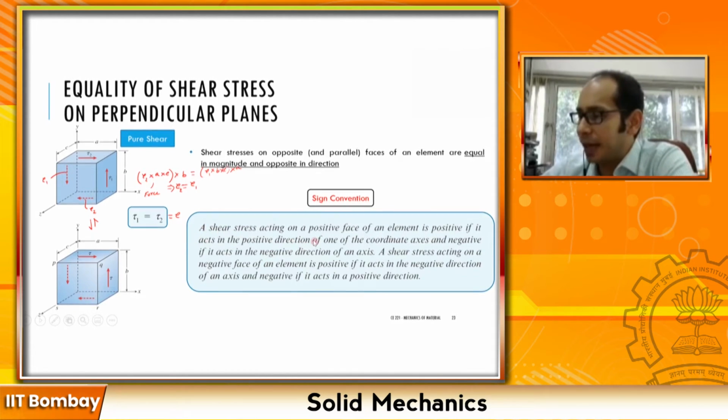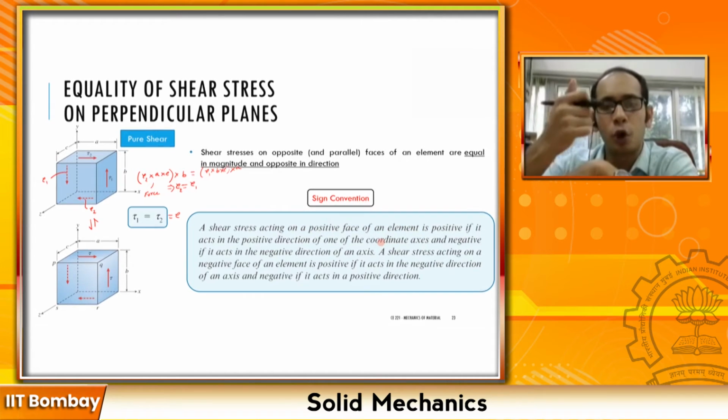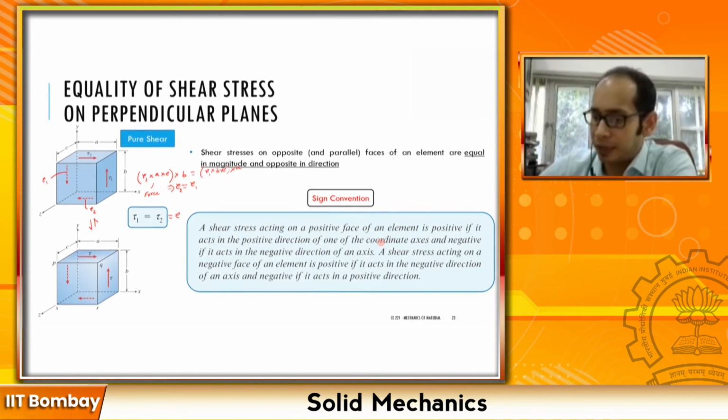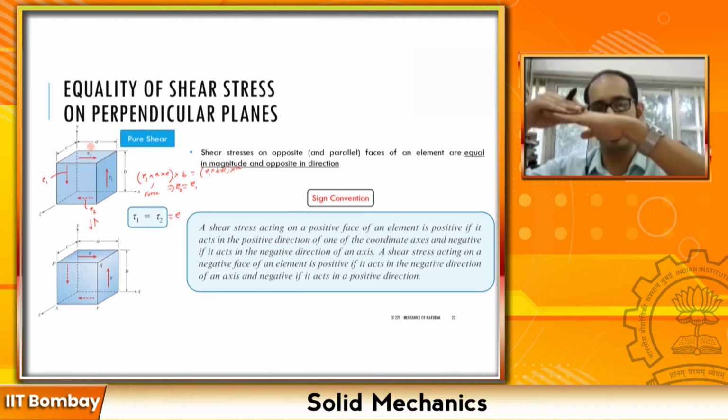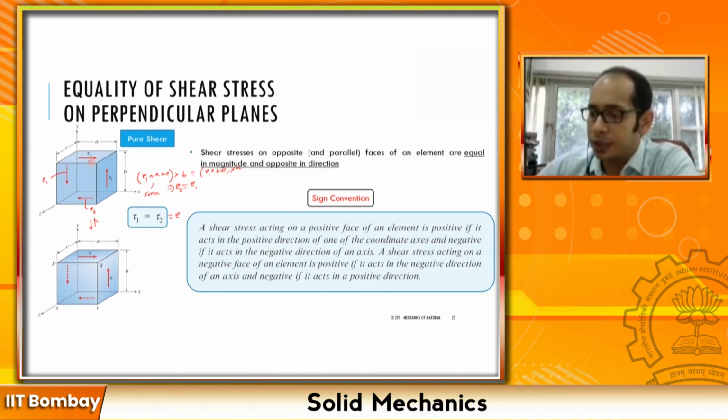It says a shear stress acting on a positive face of an element is positive if it acts in the positive direction of one of the coordinate axes. So let's just stop there. It says a shear stress acting on the positive face of an element. What do I mean by a positive face of an element? The positive face of an element is one whose outward normal points in the positive direction. For example, here you see this particular face, the outward normal of that, by the right hand rule, points in the positive y direction, right? So I have identified my positive face.